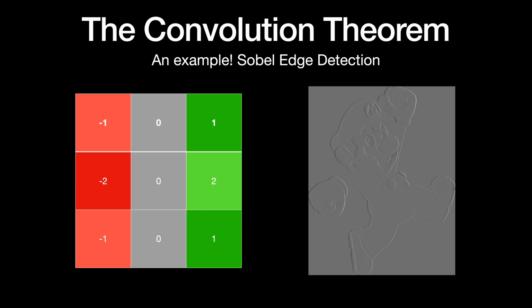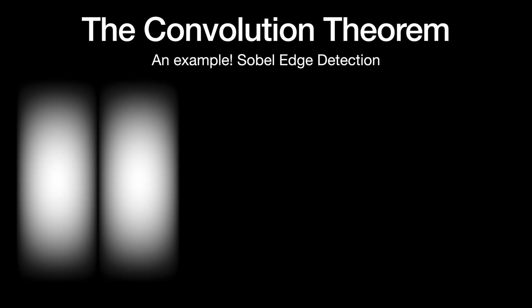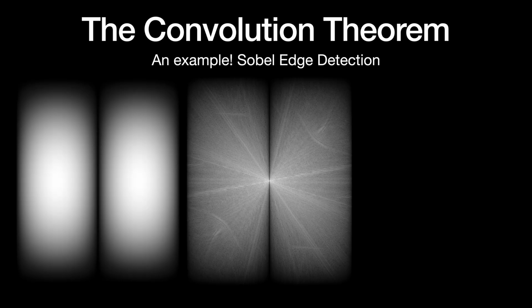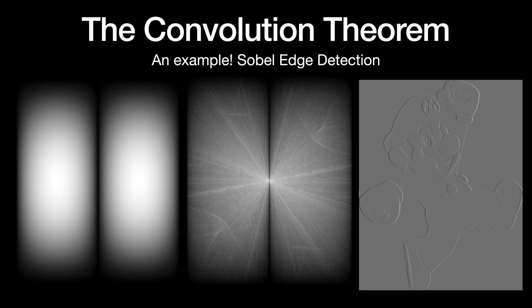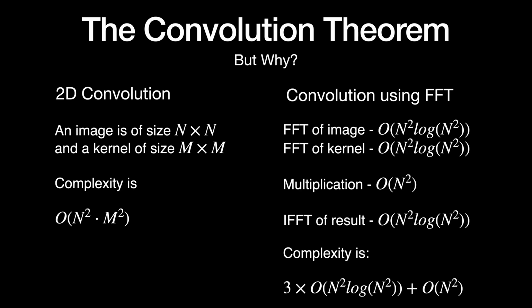So we can show the convolution theorem in action pretty easily. I've got a 3x3 kernel that will do edge detection in the horizontal direction. You can see that when we apply this to our image, it emphasizes horizontal edges. I can take the FFT of this kernel and multiply it with the FFT of our original image, and we end up with almost exactly the same results. That's pretty amazing. Now, you may be asking, why would you do this?